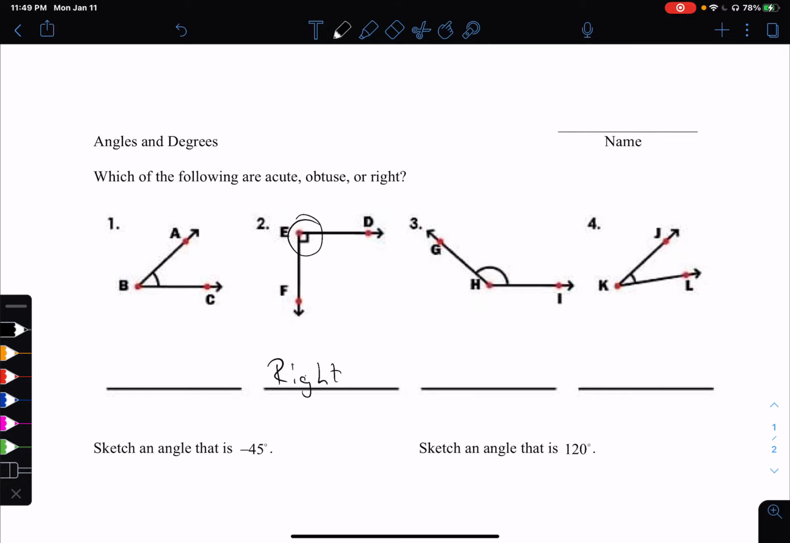Obtuse is angles over 90 degrees and under 180. Acute is less than 90 degrees. And the first and the fourth would be acute. And that leaves number 3 to be obtuse.